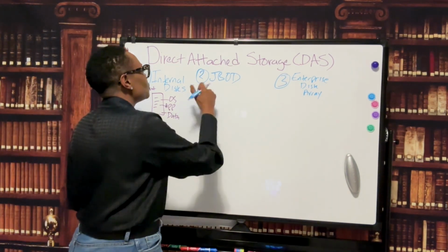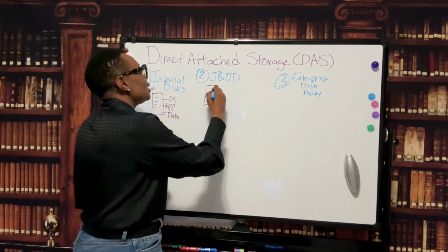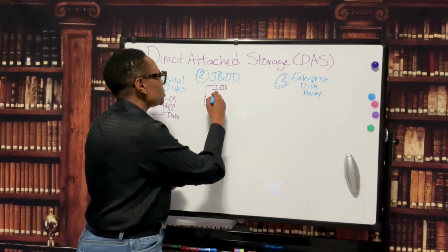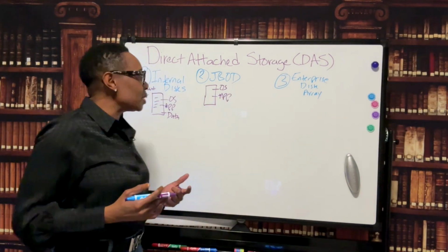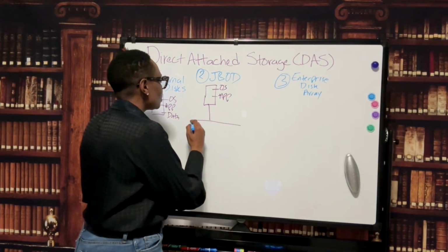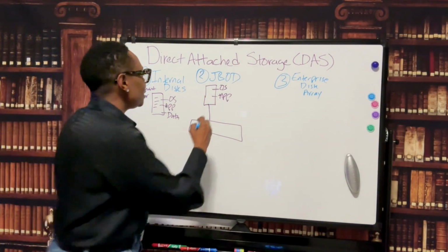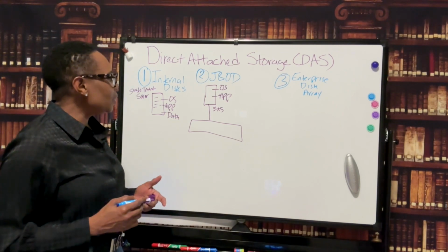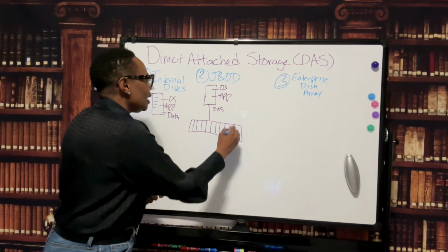Number two, a JBOD, just a bunch of disks. In this scenario, we also have an operating system installed, some type of server operating system. We still have the application, the business application installed locally. But in this scenario, we attach an external JBOD. And this could be connected generally through a SAS cable. And this is just a bunch of disks.